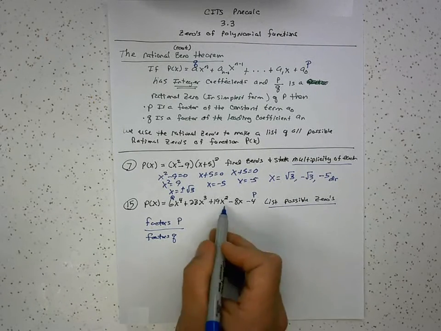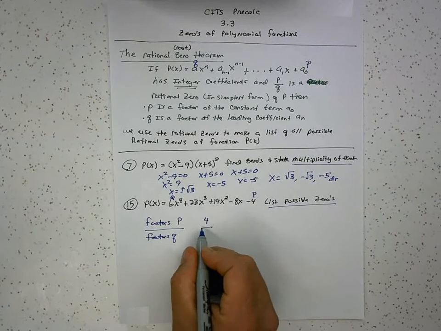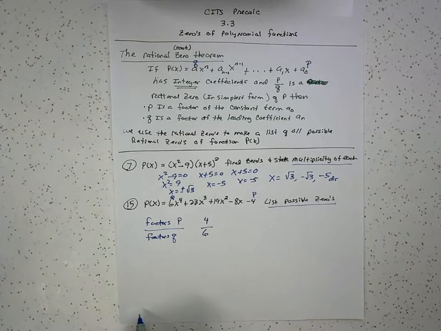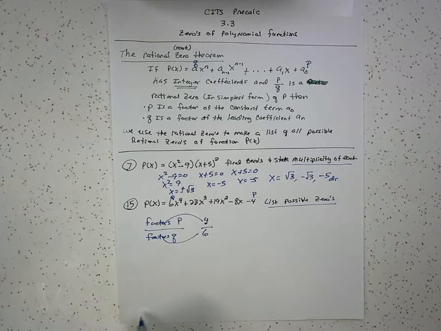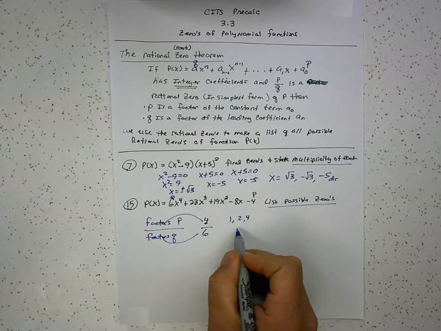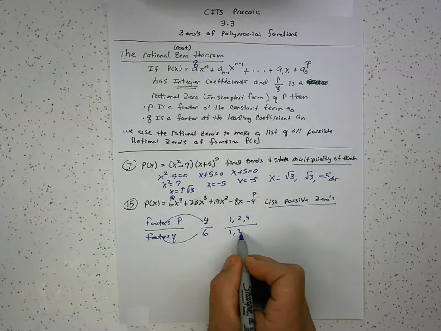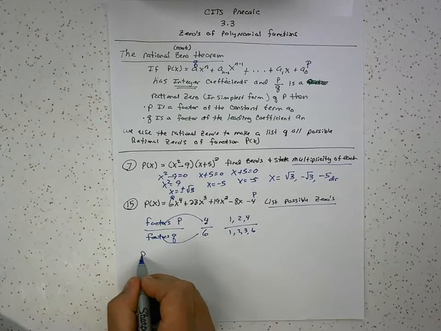Now, the positive and negative value of P and Q doesn't matter because we're going to do all positive and negative values anyways. So it's the factors of 6 over the factors of 4. Factors of 4 are 1, 2, and 4. Factors of 6 are 1, 2, 3, and 6. So the possible zeros.